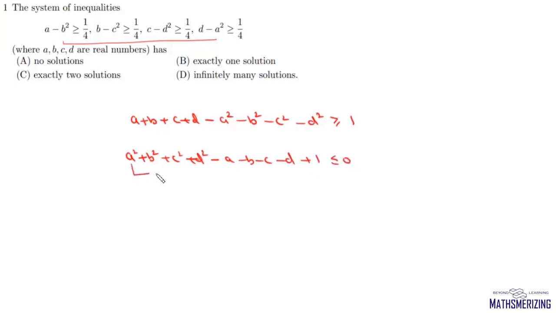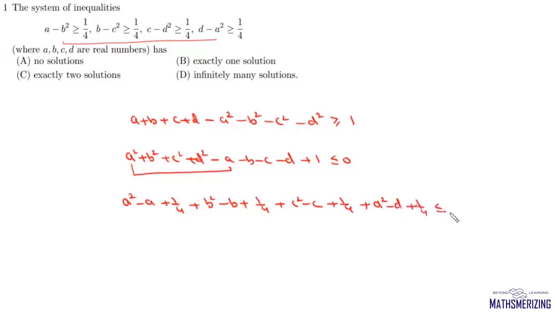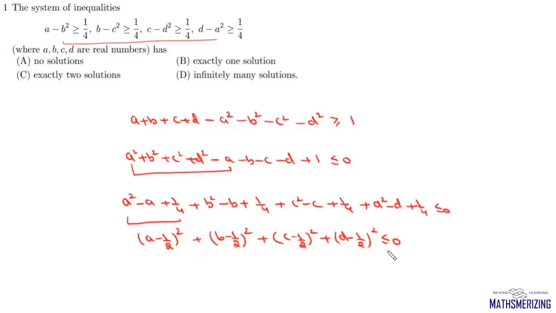Now what we'll do is we'll take these two terms together, and then we'll also take 1 by 4. So we'll write this as a square minus a plus 1 by 4, plus b square minus b plus 1 by 4, plus c square minus c plus 1 by 4, plus d square minus d plus 1 by 4, less than or equal to 0. Now this is like a square plus b square minus 2ab, so it will be a minus 1 by 2 whole square. In the same way, it will be b minus 1 by 2 square, c minus 1 by 2 square plus d minus 1 by 2 square, and it should be less than or equal to 0.